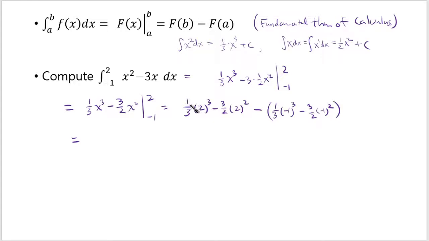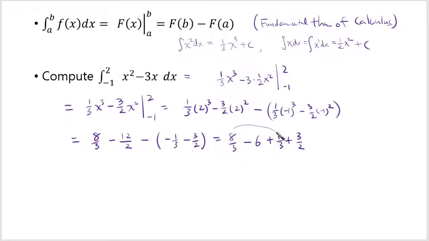2 cubed is 8, so you get 8/3. And then 2 squared is 4. 4 times 3 is 12, so you get 12/2. Minus, -1 cubed is still -1, so this is -1/3. -1 squared is +1, so you get -3/2. Now that gives you 8/3 minus 12/2, which is 6. Negative is +1/3, and then negative again is +3/2.